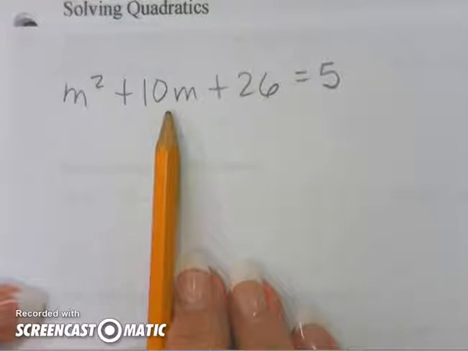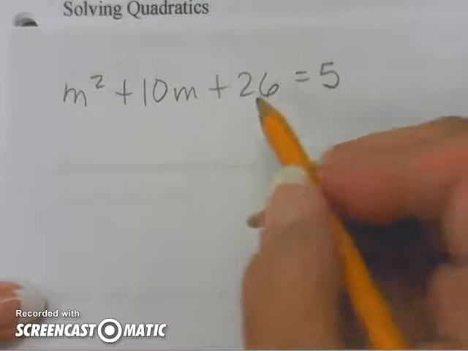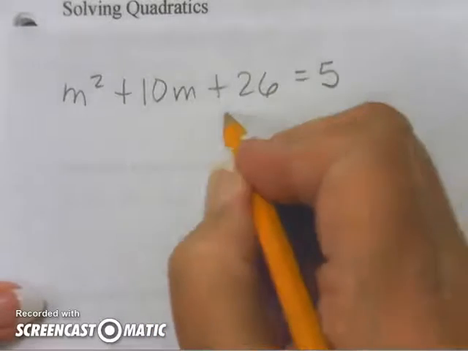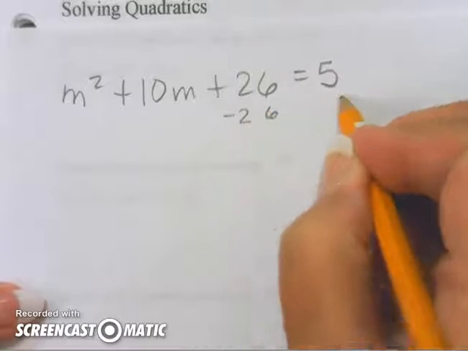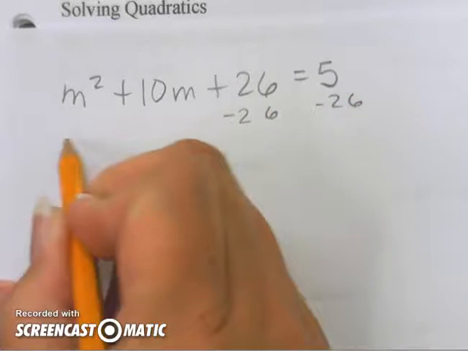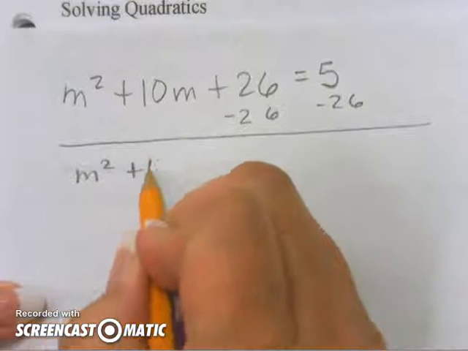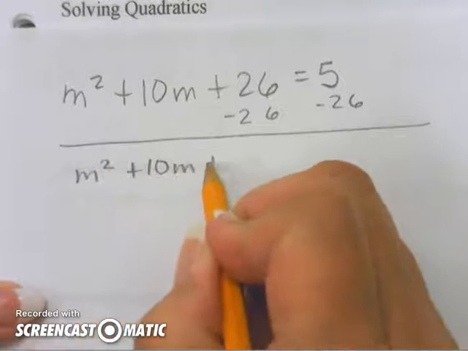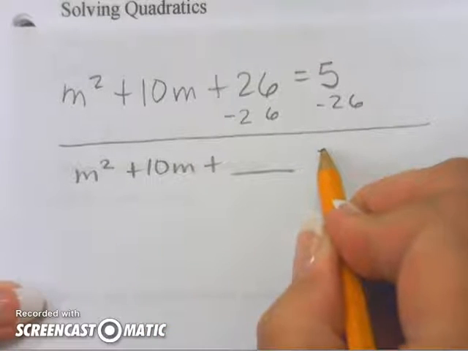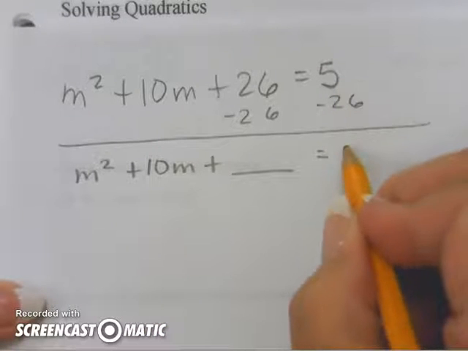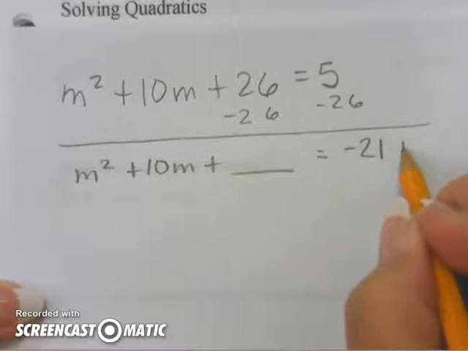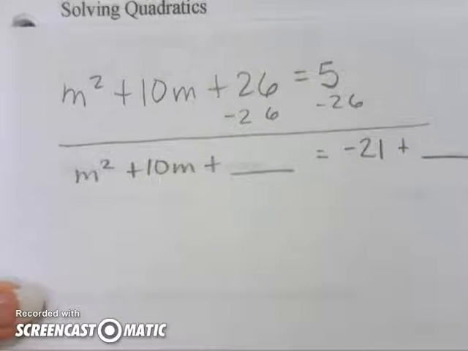So to begin, for completing the square, I need to get rid of my 26. So I'm going to subtract 26 from both sides of my equation. So I have m squared plus 10m plus something that I will add in a few moments is equal to negative 21 plus something I need to add to both sides.